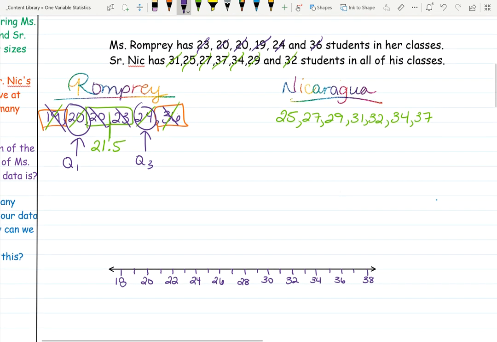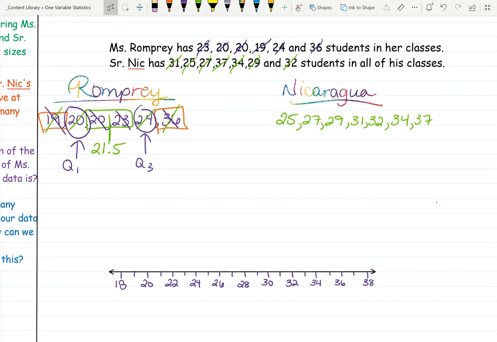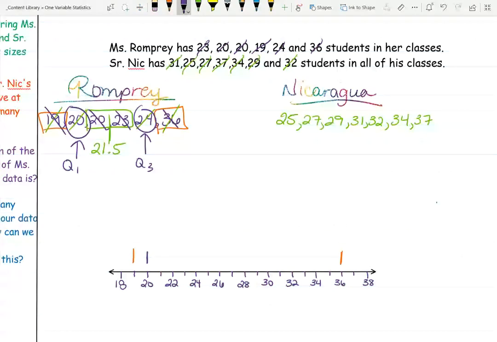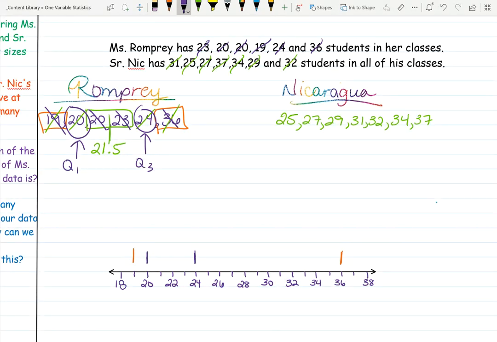All right, so there's my data set. So I'm going to go ahead and set up my box plot. So my minimum is at 19. My maximum 36. Q1 is at 20. Q3 is at 24. And Q2 is 21.5. So I connect my box. And way out there is my little straggler.